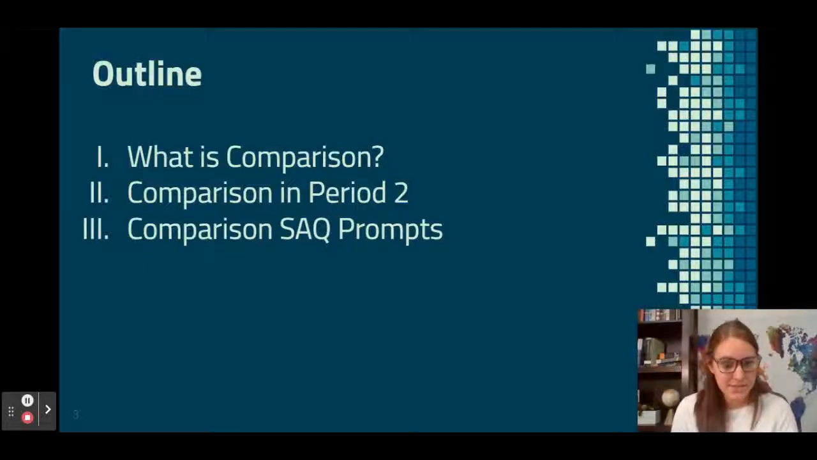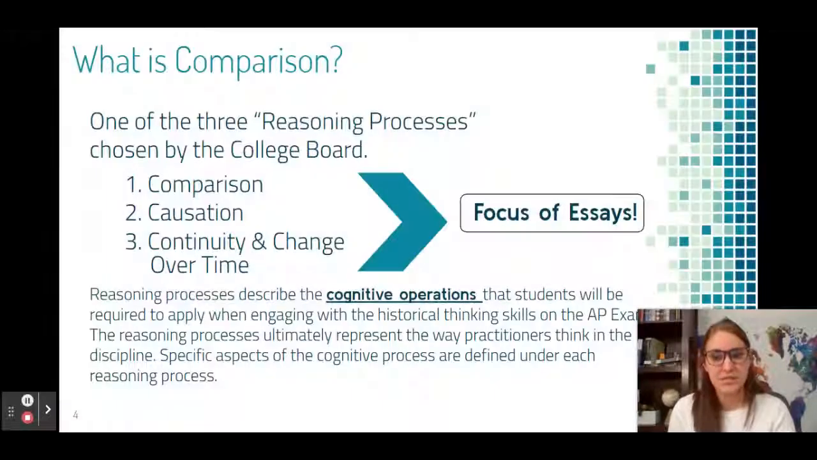So, we're going to first talk about the skill of comparison. We're going to talk about the examples of comparison in period 2, and then I'm going to show you some of the comparison short answer question prompts that have been used by the College Board in the past few years.